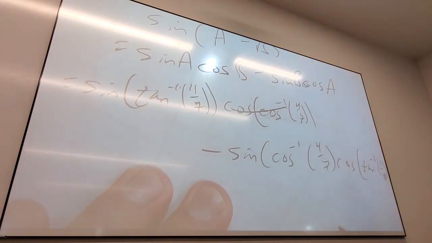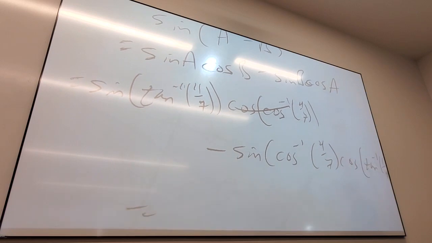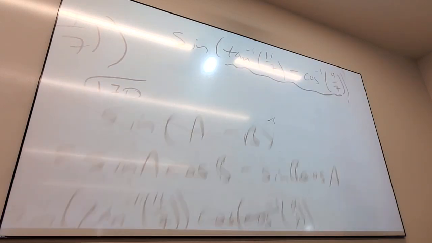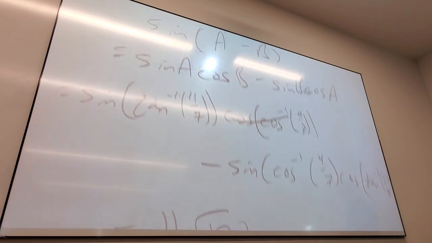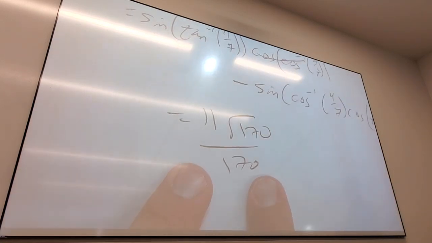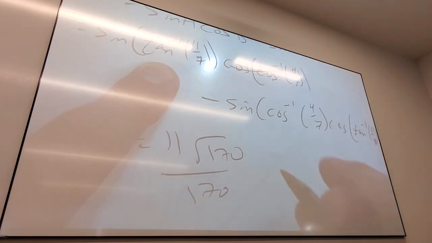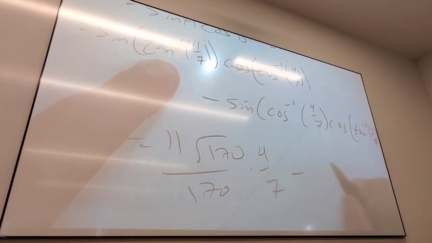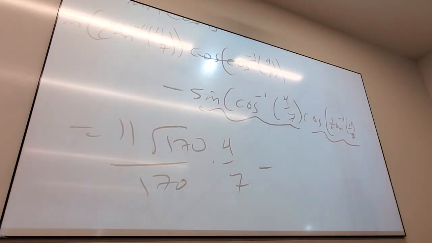These would kill each other, so that would just be 4 7ths. That one we already did, yes. So did we actually get it to an answer? Yes, we did. This would be 11 square root of 170 over 170. Same problem, right? That's what that is, times 4 7ths. Minus, and then I have to do this, and I have to do this. Are you semi with me?